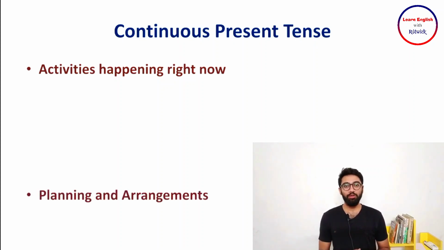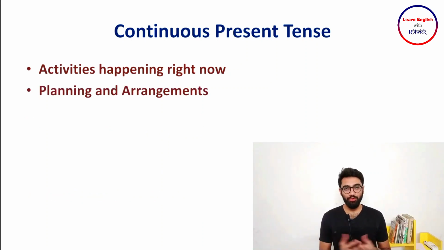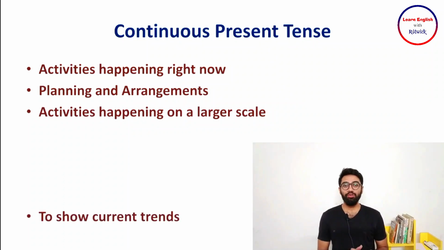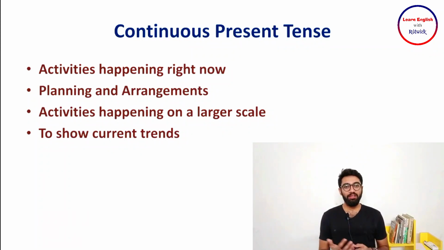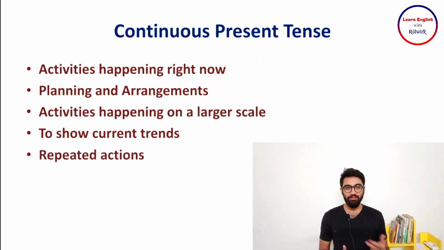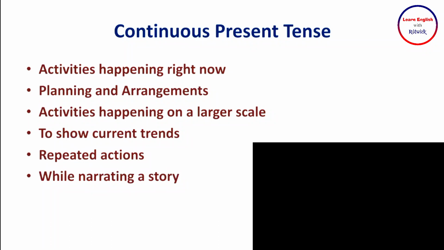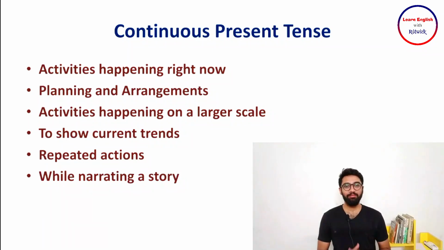For example, to talk about planning and arrangements that we are doing for the future, we can use this tense. To talk about all the activities which are happening on a larger scale, the trends, economic situations, technological changes, and all the region-wide or country-wide changes, we can use this tense. To talk about repeated actions. And the last, which is very interesting: while narrating a story or reviewing a book or a film, we can use this tense. I'm going to take each category separately, and I'll share some meaningful and real-time examples so you'll be able to understand this tense clearly.